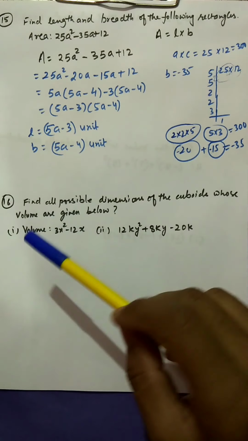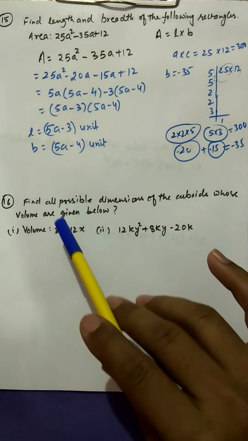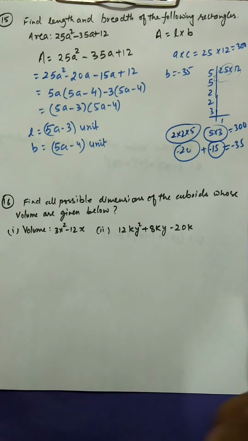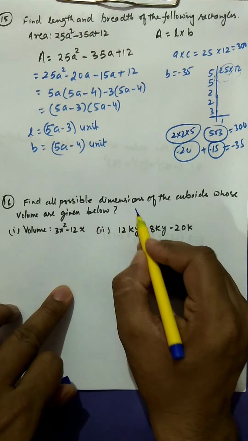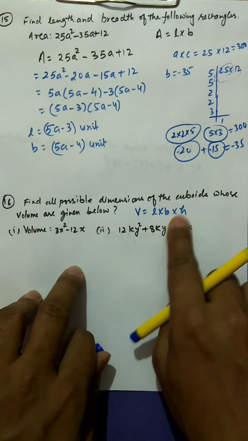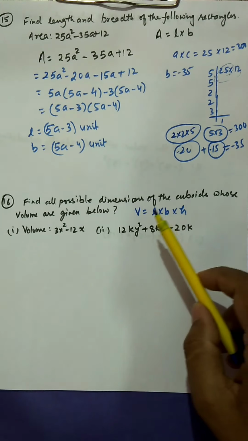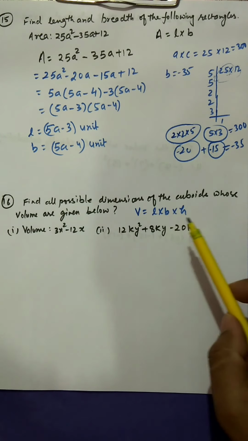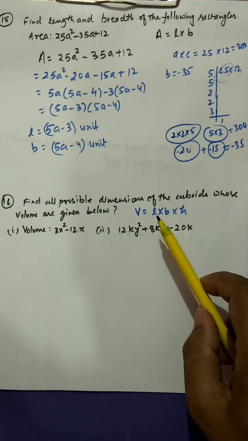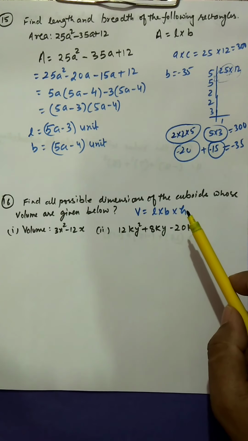Now come to this question number 16. Find all possible dimensions of the cuboids whose volumes are given below. The first one is 3x² minus 12x. Here in the beginning I would like to say that volume is your length into breadth into height. It means that volume is the product of three dimensions, or you can say the volume can be expressed as the three factors. One factor is l, second factor is b, and third factor is h.